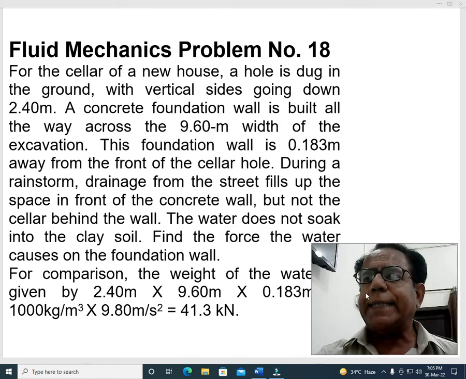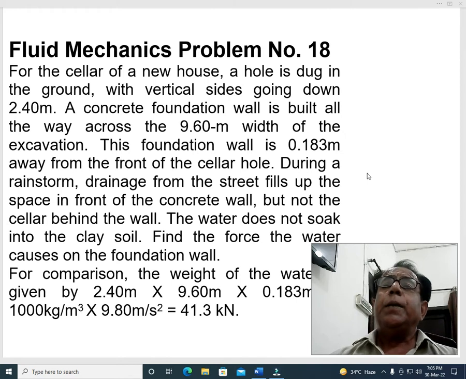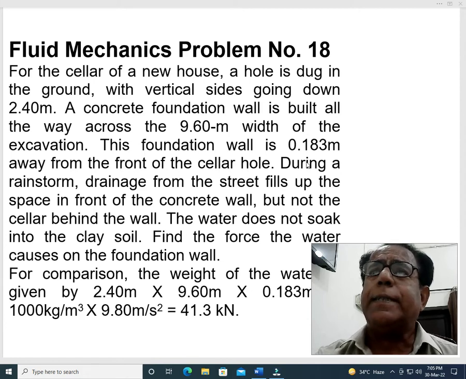This is our next problem. Problem number 18. Fluid mechanics. As usual, we first come towards its statement. For a seller of a new house, for the seller or keller, whatever may be the exact pronunciation, carries second importance in our problems.